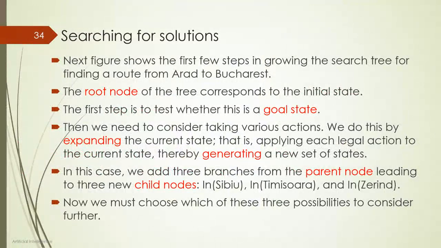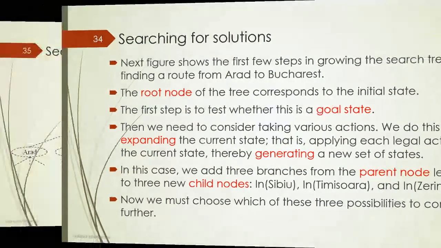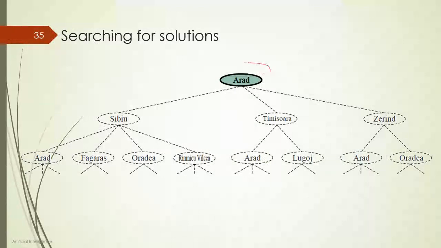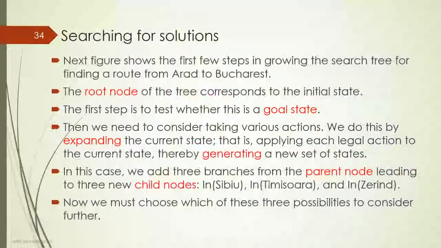All right, so yeah, this one is the better one. The next figure shows a few steps in growing the search tree for finding a route from Arad to Bucharest. At the root node, the tree corresponds to the initial state. This is my initial state. That's where I am, and I have different options to go to other cities.